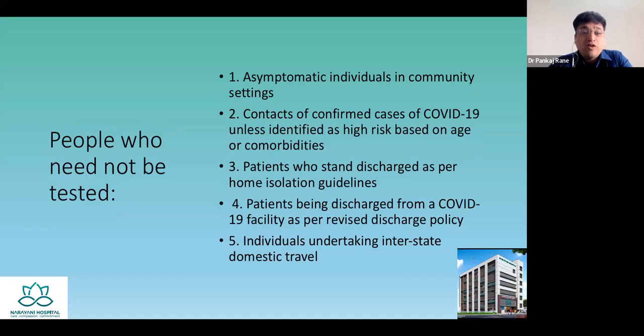Now, people who need not be tested: asymptomatic individuals in community setting, contacts of confirmed cases if they are not high risk. This is very important. Third point, patients who stand discharged as per home isolation guidelines.